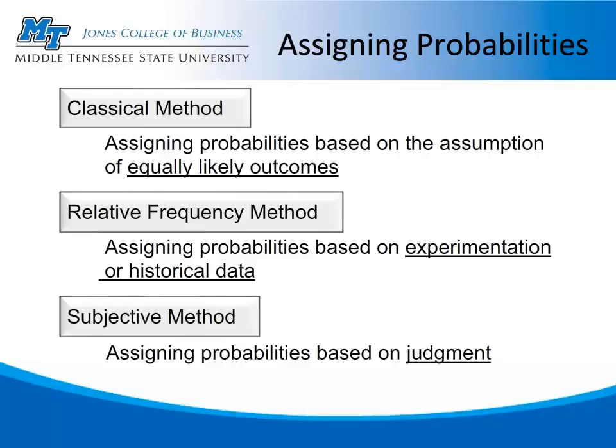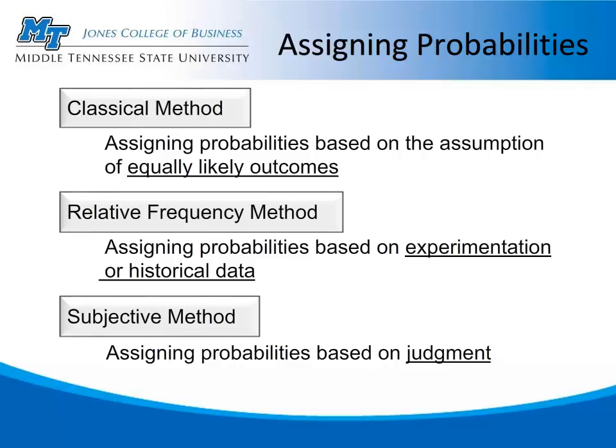Now there are 3 methodologies, if you will, for assigning probabilities. The classical method, we assume that every outcome is equally likely. You flip a coin, it's just as likely that you're going to have heads as tails. You roll a die, it's just as likely that you're going to have a 1 as it is that you're going to have a 4. If you draw one card from a deck of 52 cards, any particular card has a probability of 1 over 52.